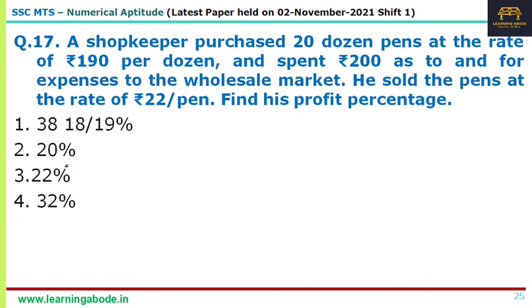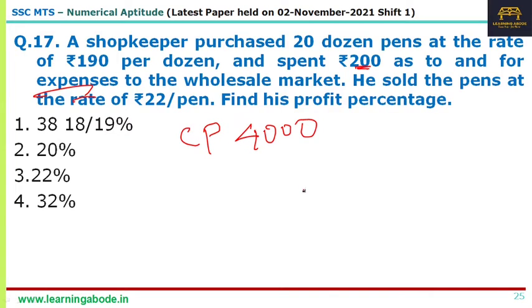Now question number 17. A shopkeeper purchased 20 dozen pens at the rate of 190 per dozen, and then spent 200 on expenses of the wholesale market, and then he sold the pens at 22 per pen. Now you have to find the profit percentage. 20 into 190, that's 3800. 3800 plus 200 is 4000 rupees. So 4000 is the cost price.